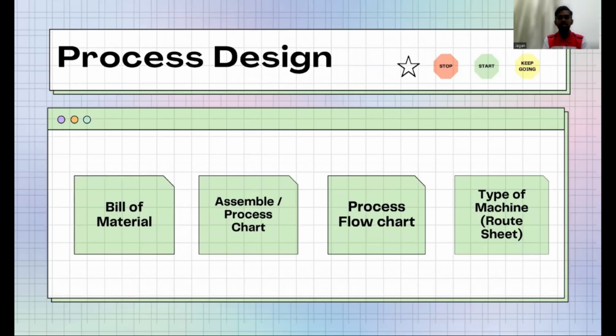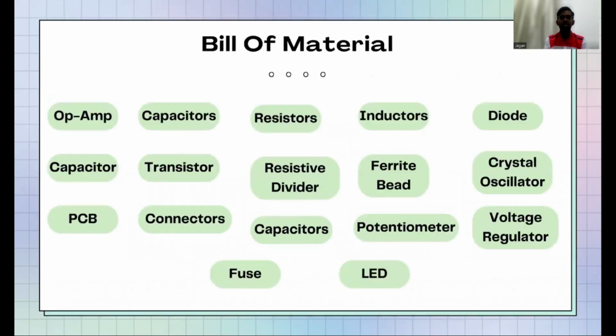Good day, Dr. Remy. What I'm going to explain today is the process design. These are the tools that are needed to accomplish the analog front-end IC: bill of material, assemble process chart, process flow chart, and also route sheet. Bill of material, also known as BOM, is the material required to accomplish the product. Here, the material needed starts from OP-AMP till the LED.